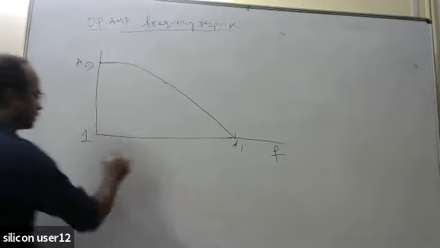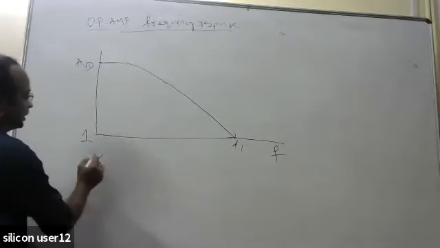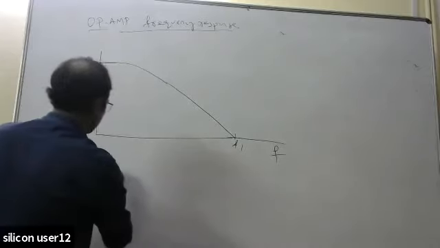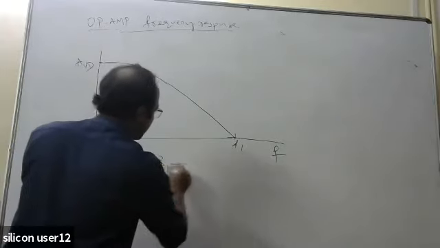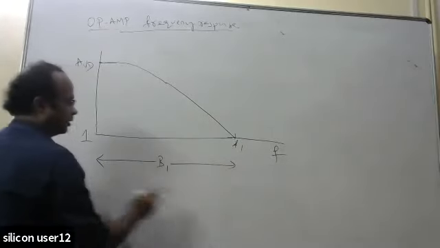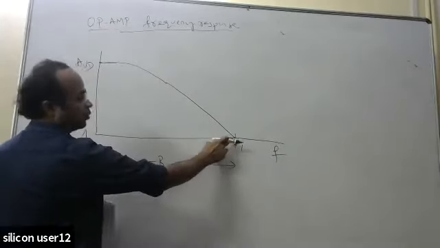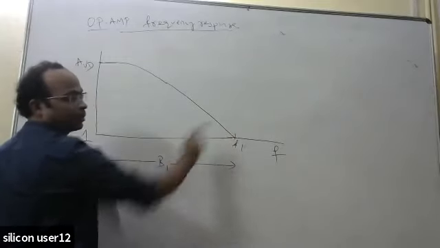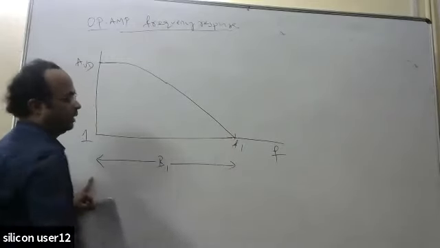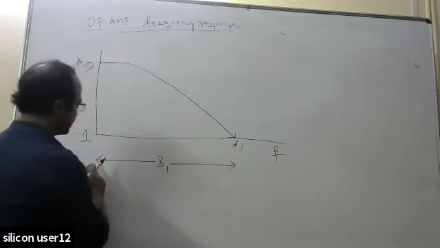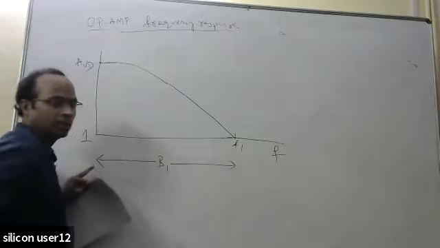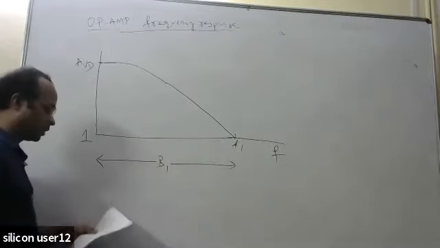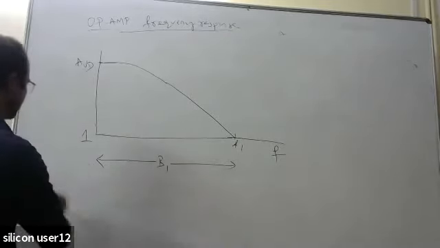And this total bandwidth, that means from 0 to f1, this is B1. So this is the particular frequency value where the gain of the op-amp will be 1. And this total range, starting from 0 to this f1, this range is B1. So this B1 is called the unity gain bandwidth.